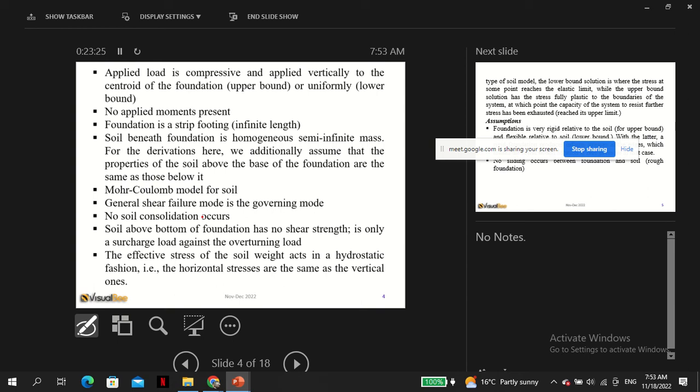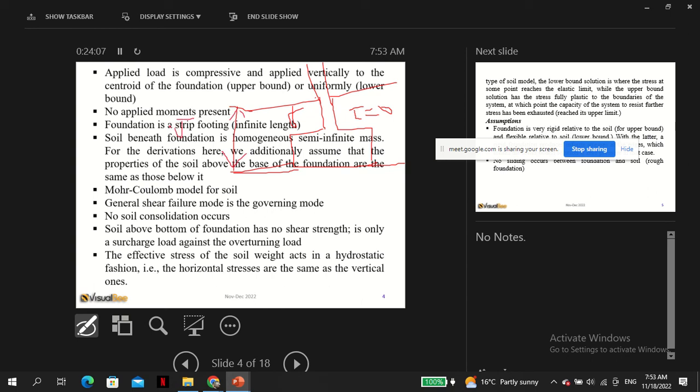by removing water. Soil above the bottom of the foundation has no shear strength, it is only surcharge load against the overturning. Yeah, so something interesting as well. So here the soil above the foundation, the shear strength of this soil is 0, but only acts with this. So the only function of this soil here is that it provides surcharge.